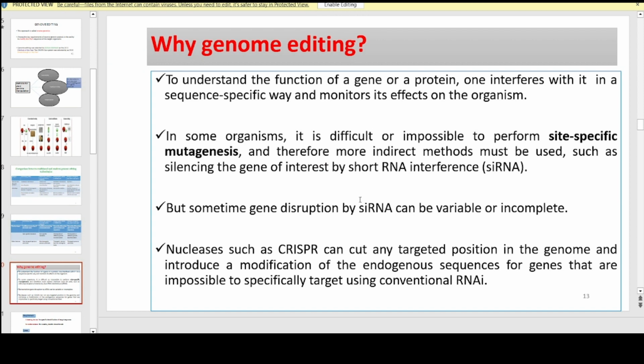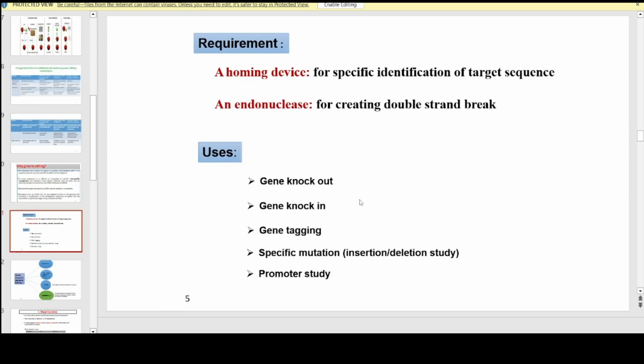Now, why do we need gene editing? To understand the function of a gene or a protein, one interferes with it in a sequence-specific way and monitors its effects on the organism. In some organisms it is difficult or impossible to perform site-directed mutagenesis, so more indirect methods must be used, such as silencing the gene of interest by RNA interference, and sometimes gene disruption by siRNA can be variable or an incomplete method.